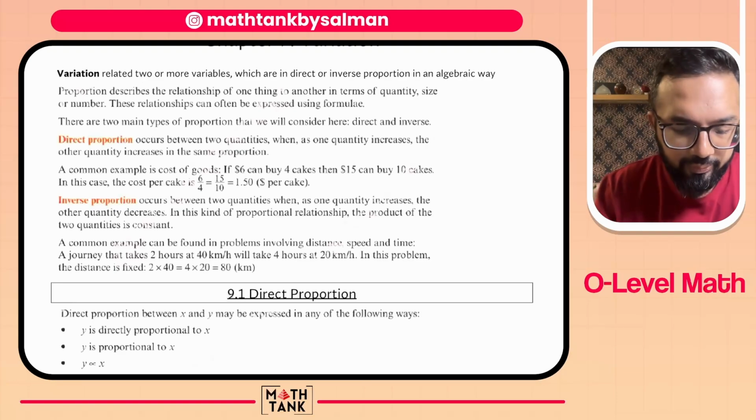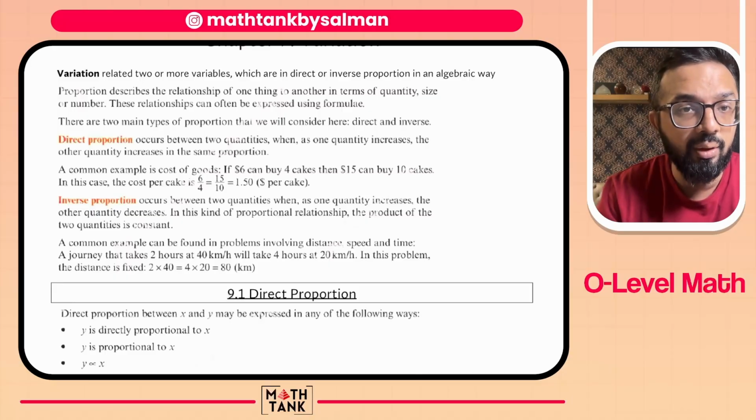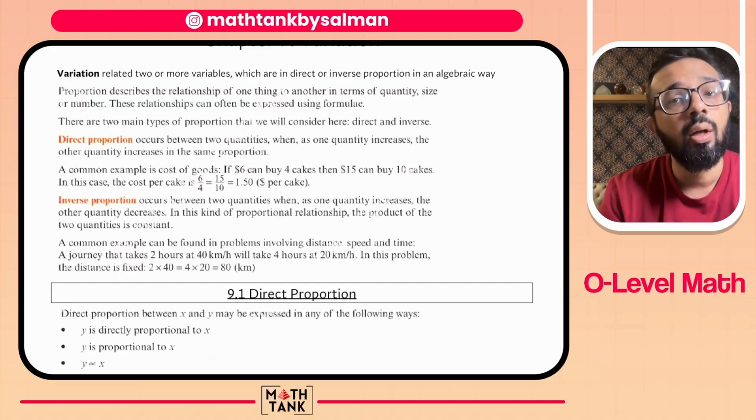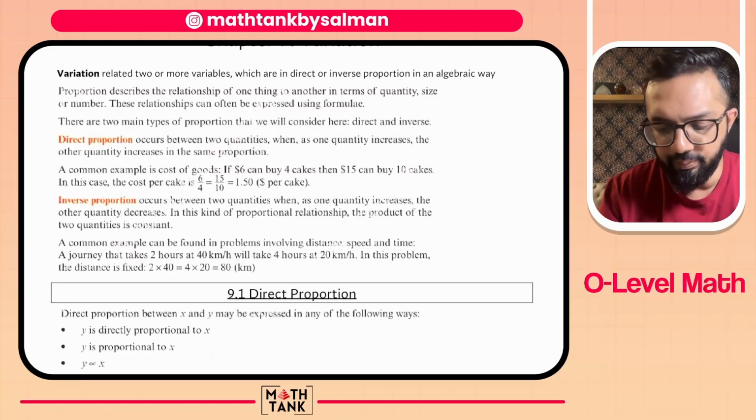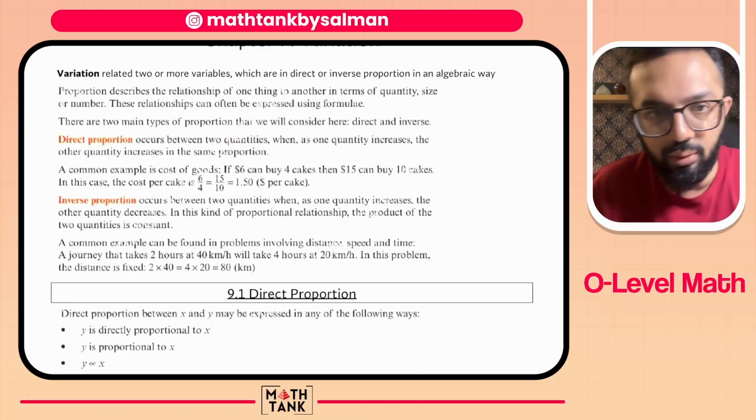Proportion describes the relationship of one thing to another in terms of quantity, size, or number. These relationships can often be expressed using formulae. So that's what we're going to do. We are going to turn inverse or direct relationships into equations and then try to solve them. The two main types of proportion that we will consider here are direct or inverse.